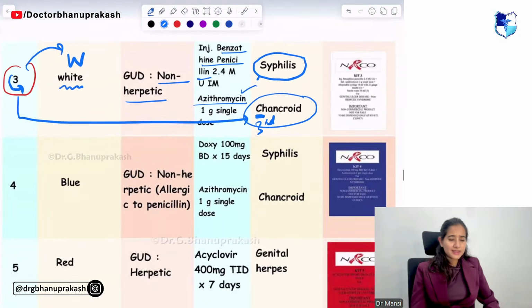So these kits are to be given in resource limited settings, in a PHC where you don't have a specialist sitting in OPDs. So that time you can give them.